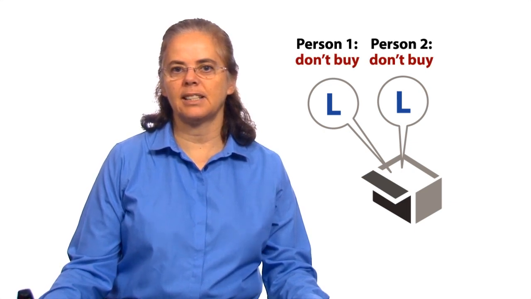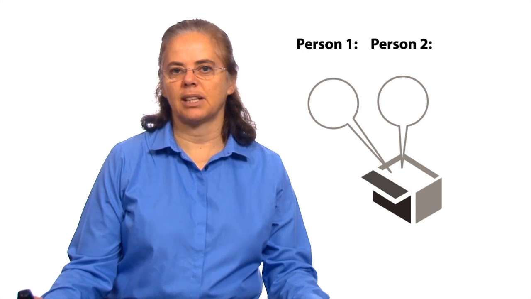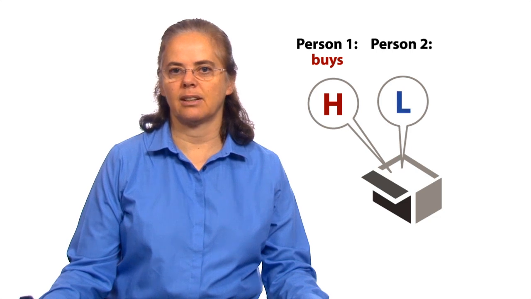The interesting case is if they don't get the same signal. Again, the first person's action contains the information about her signal, but let's assume the first person buys, and the second person's research results in a low signal. What should this person do now?